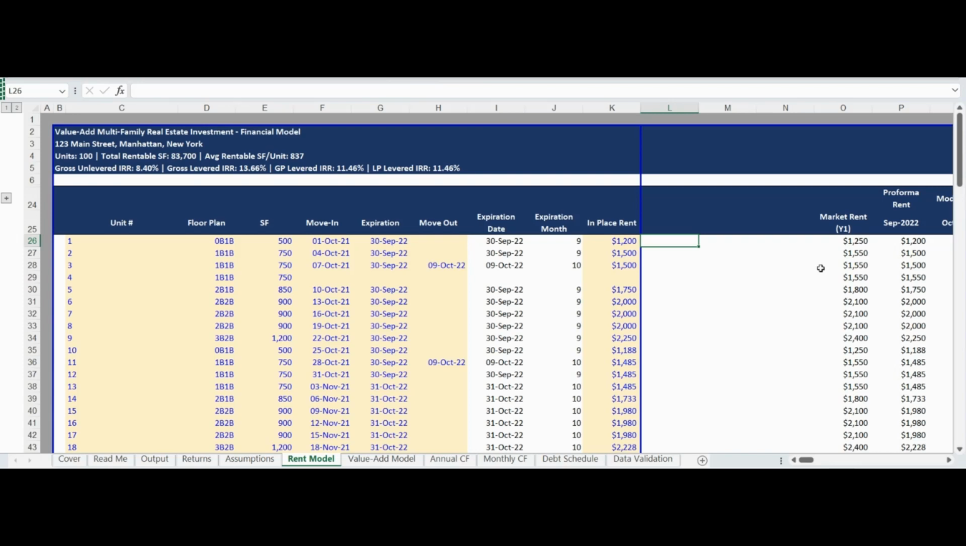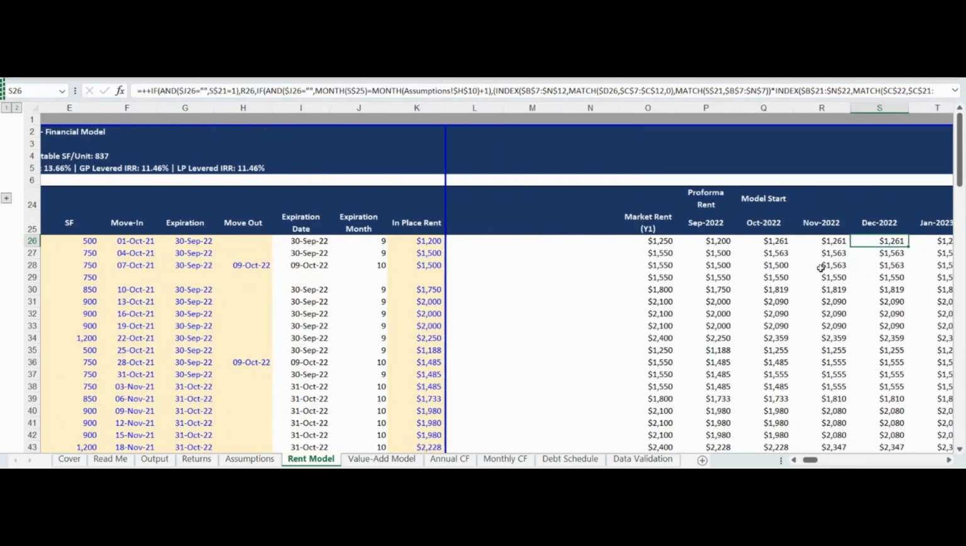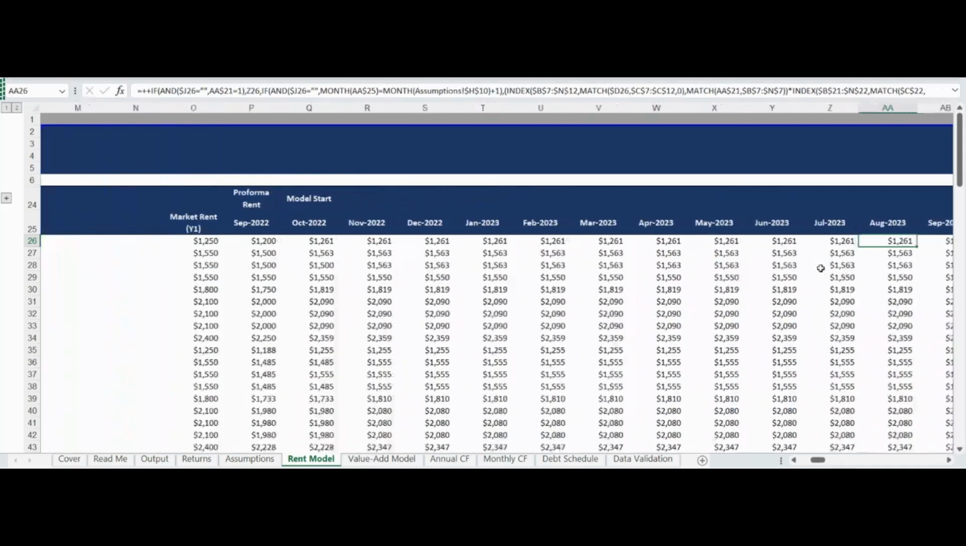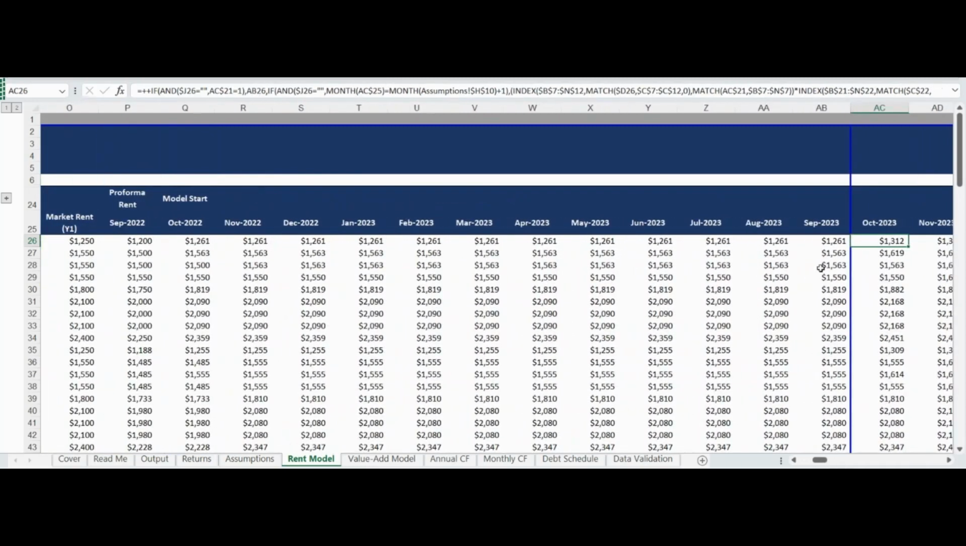The calculation of the revenue forecast is complex but can be summarized as having 3 logic components. The first logic component is to check if the unit is vacant. If the unit is vacant, the rent is forecasted at market rates immediately, with rent growth to occur on the annual anniversary of closing. The second logic component is to check if the unit is occupied and expiring.